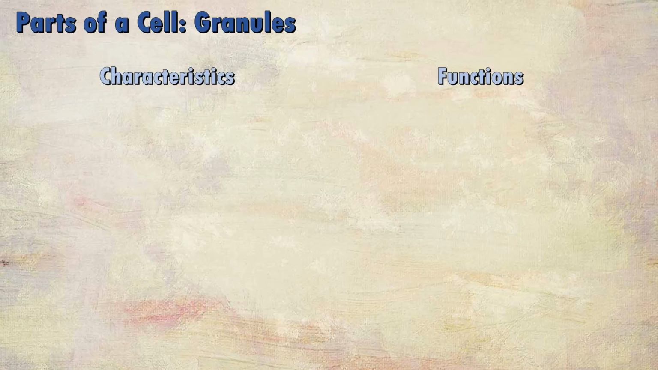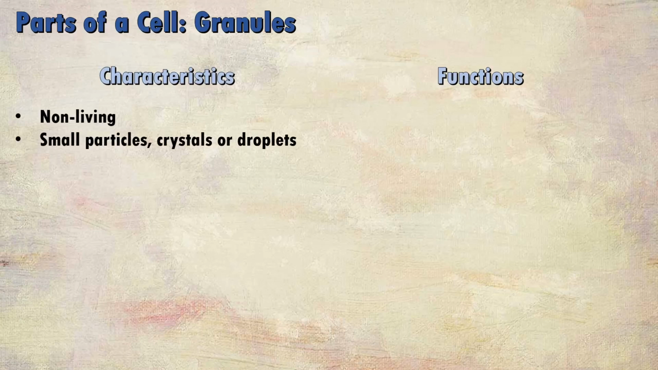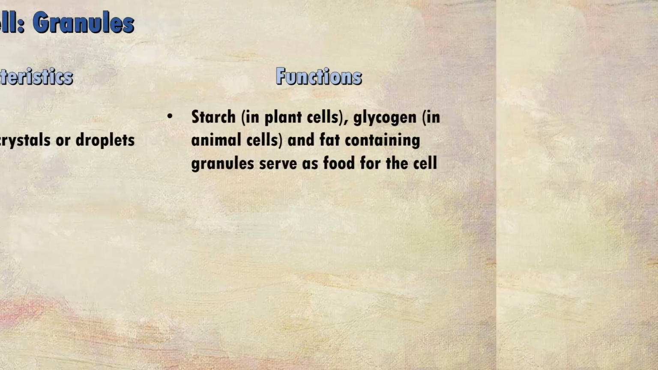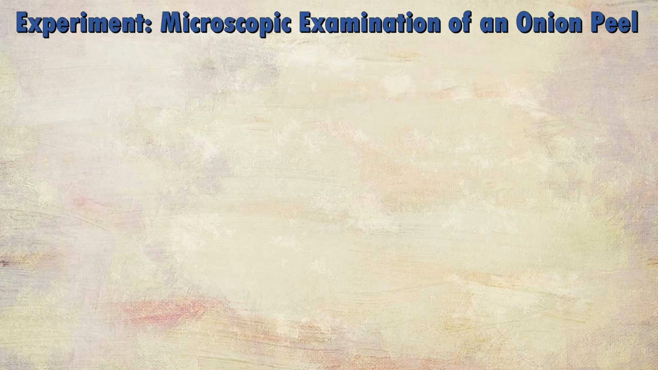The next is granules. The characteristics are, they are non-living, small particles, crystals, or droplets. They hold starch in plant cells, glycogen in animal cells, and fat-containing granules serve as food for the entire cell. Next, Nuke will show us microscopic examination of an onion peel.